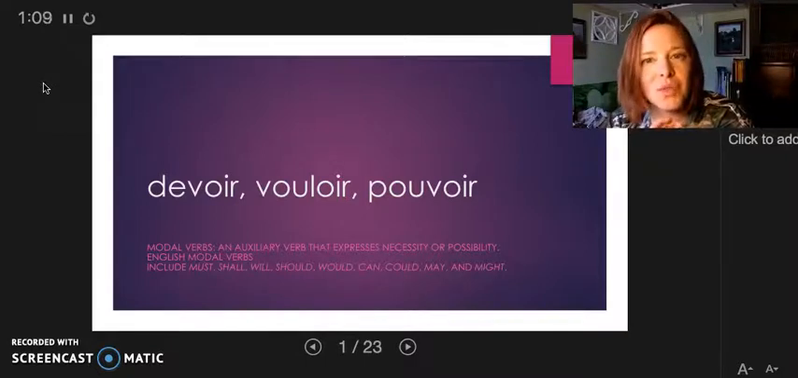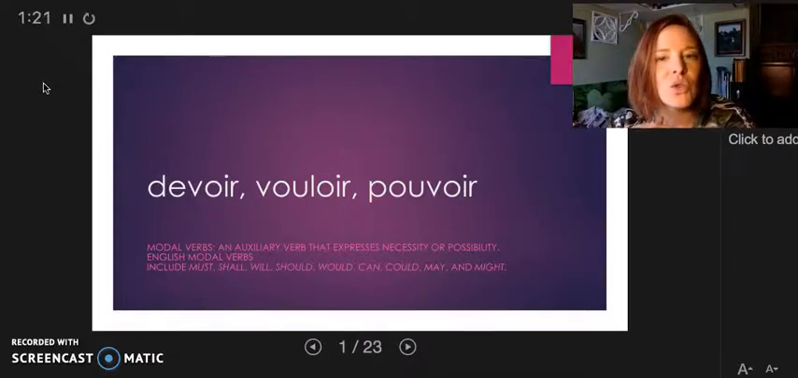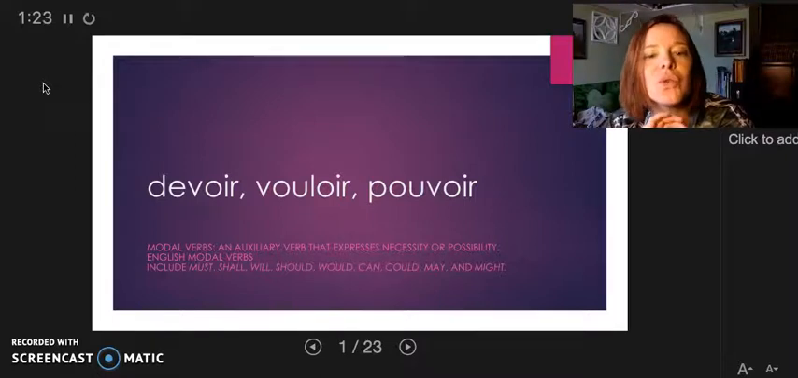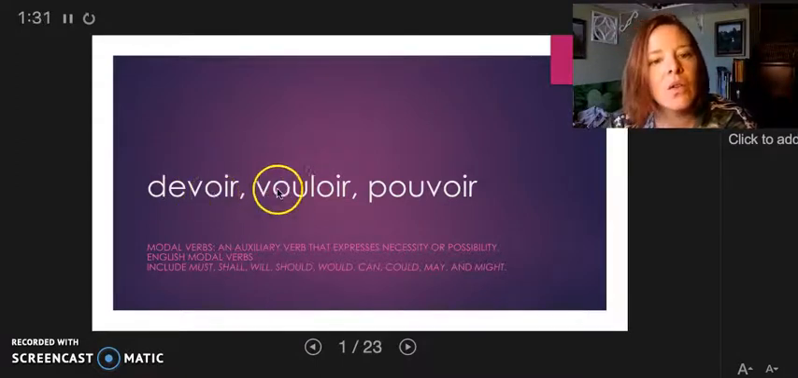Really wonderful verbs that are going to teach us a lot about being able to communicate because we're going to allow this wonderful nuance. And we call these modal verbs because they express certain modes of expression like must, shall, will, should, could, can, might, may, maybe, kind of thing. So devoir means to have to or to must. Vouloir is to want to, and pouvoir is to be able to or can.